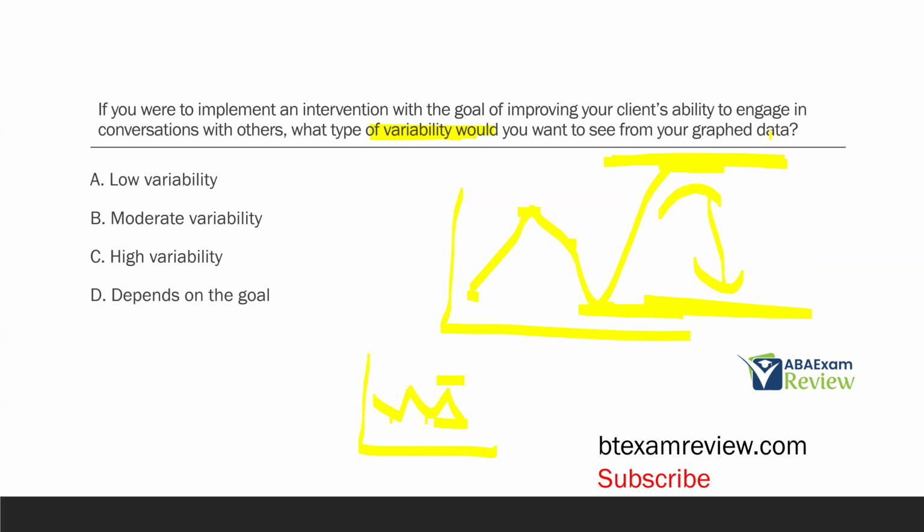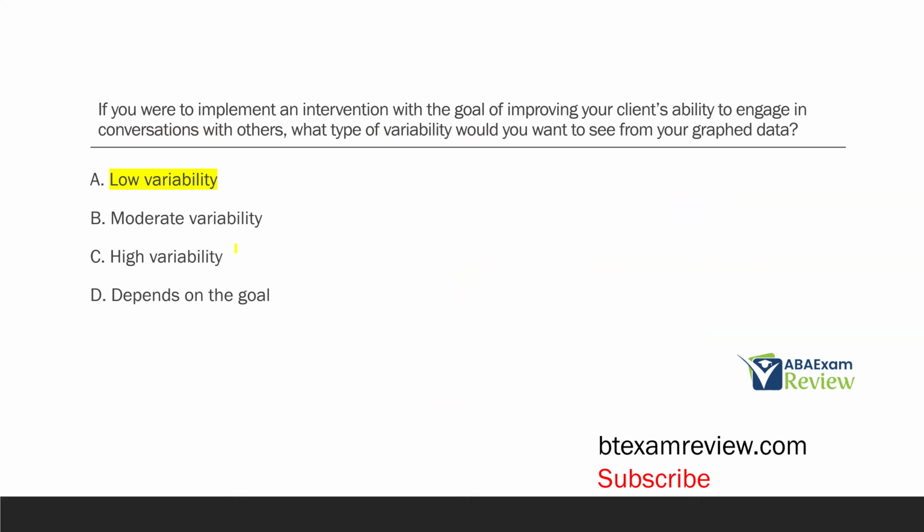So, if your goal is to improve your client's ability to engage in conversation, would you want a lot of variability or a little? Well, of course, you'd want a low variability because you'd want to see a constant improvement in the data. If you're improving one day and then the next day it's back to where it was and the next day it's back up again, it's not what you want to see. You want low variability from your graph data. You don't want moderate variability or high variability.